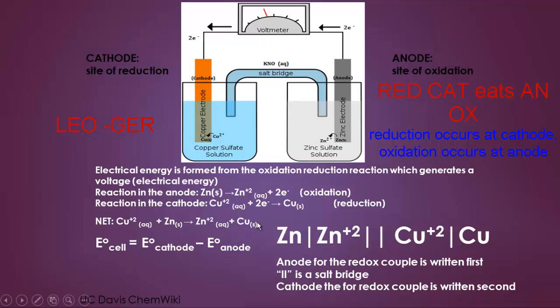We can get how much voltage this registers by utilizing this formula, cathode minus anode. And this is a cell notation that you should familiarize yourself with towards the end of the chapter. This is how we write the battery in electrochemistry. These are chemicals that are actually conducting to generate a voltage. So zinc is oxidized to zinc plus 2, so that is the anode. We write the anode first. The 2 lines represent a salt bridge, and then copper plus 2 gets reduced to copper. So: anode, salt bridge, cathode.